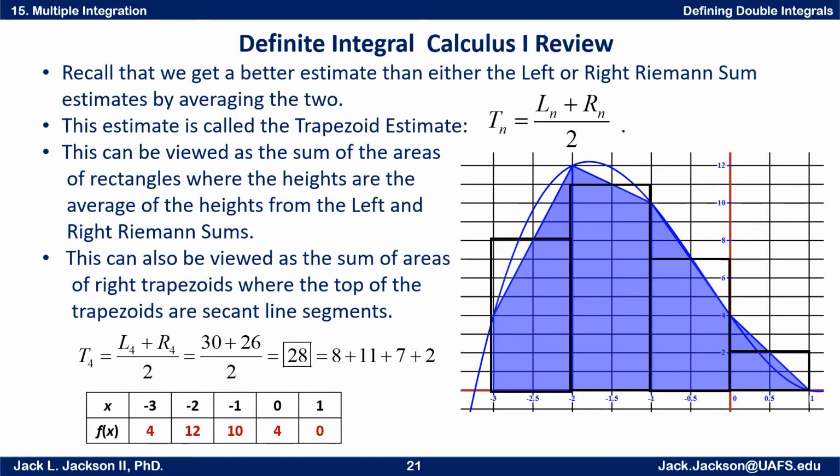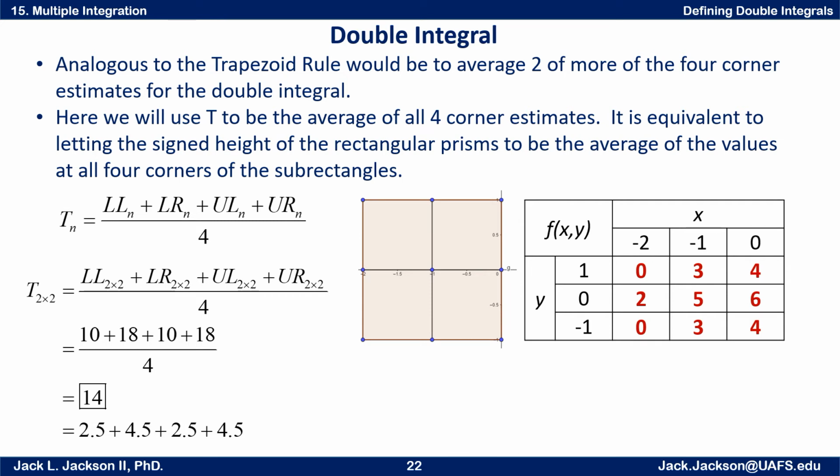We can do something similar by averaging one or more of these corner estimates. This would be something analogous to the trapezoid rule. I'm going to average all 4 of them. So add up lower left estimate, lower right, upper left, and upper right, and divide by 4. I'm going to consider this my T estimate. So we had 2 divisions by 2 divisions for a total of 4 rectangles. We saw earlier that lower left estimate was 2, lower right was 18, upper left is 10, upper right is 18. At this point, there's no reason to think that any one of these is particularly better than the others, so we just add up all 4 and divide by 4.